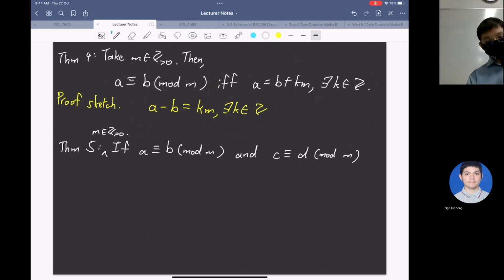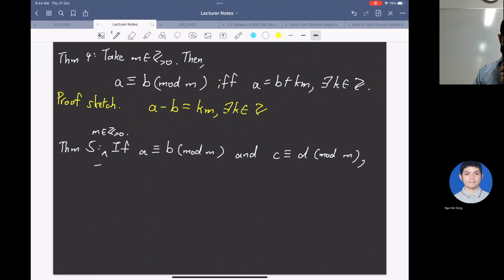In propositional logic, we have two propositions. We take the conjunction, we take the disjunction, and so on. And in set theory, we can take the union, we can take the intersection. In this case, these are integers, right? Integers, what can we do? We can add them together, or we can multiply them together.